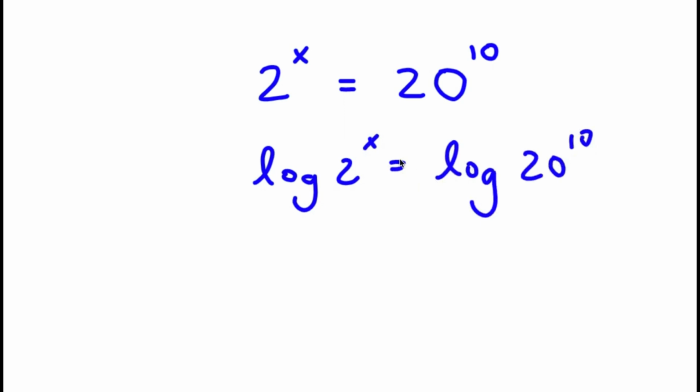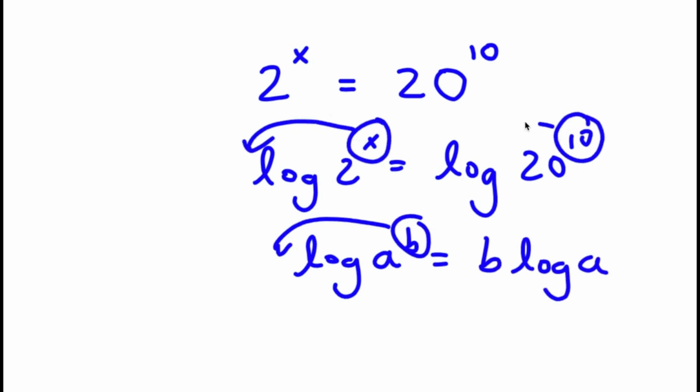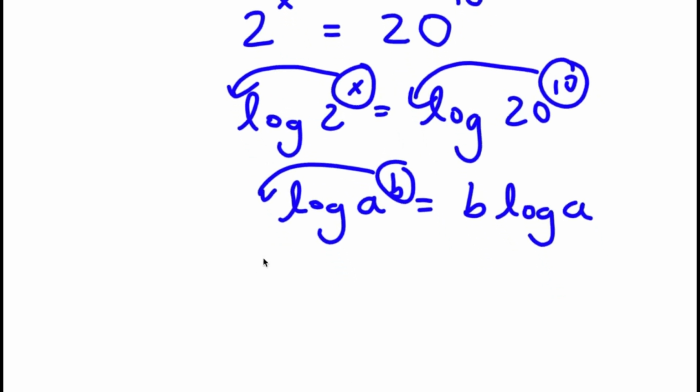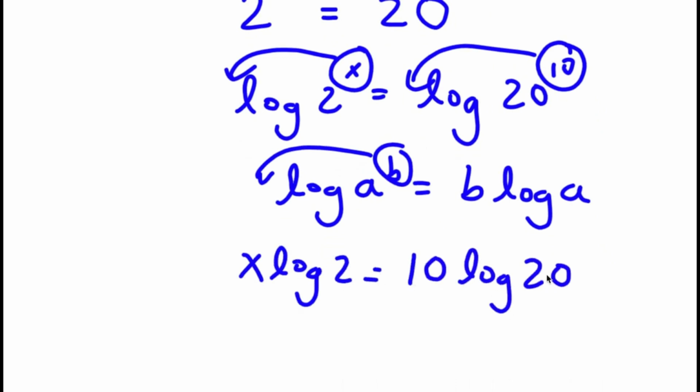Now if I have something in the form log a to the power of b, I can move this exponent b to the front. So this is going to equal b times log a. So in this case, log 2 to the power of x, I can move x to the front, and log 20 to the power of 10, I can move 10 to the front. So now I have x times log 2 is equal to 10 times log 20.